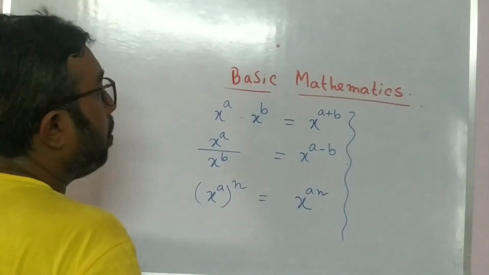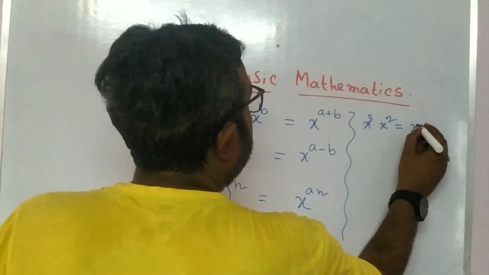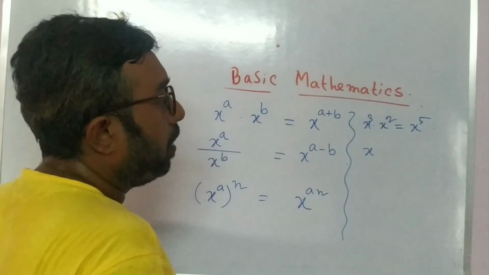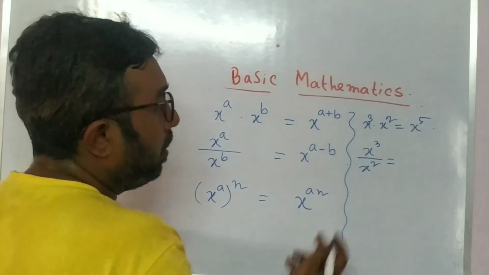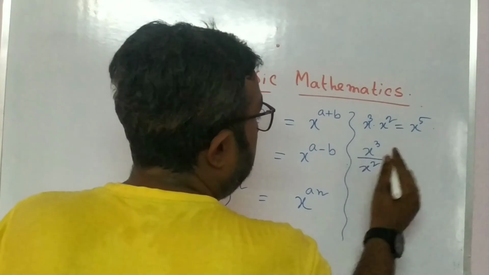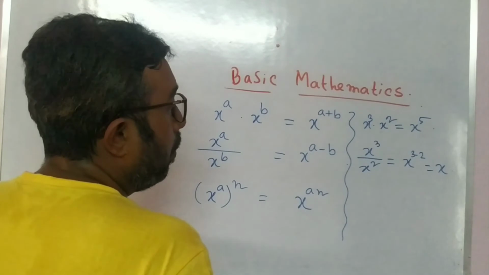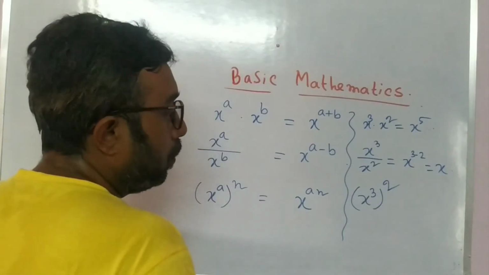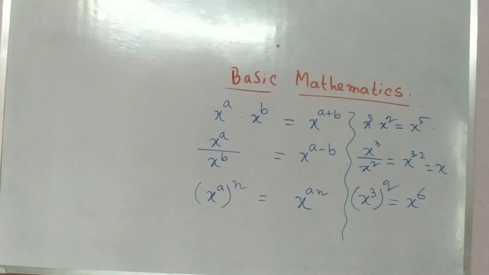I will write some examples. X cube dot x square, that is x to the power 5. You just add the powers here. If you divide, you just need to subtract the powers if the base are same. And x cube whole to the power square, so you can write x to the power 6. I hope you guys understand this.